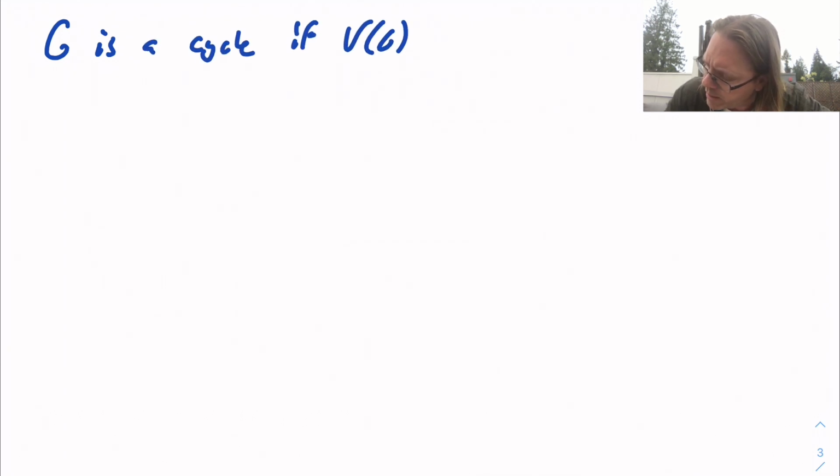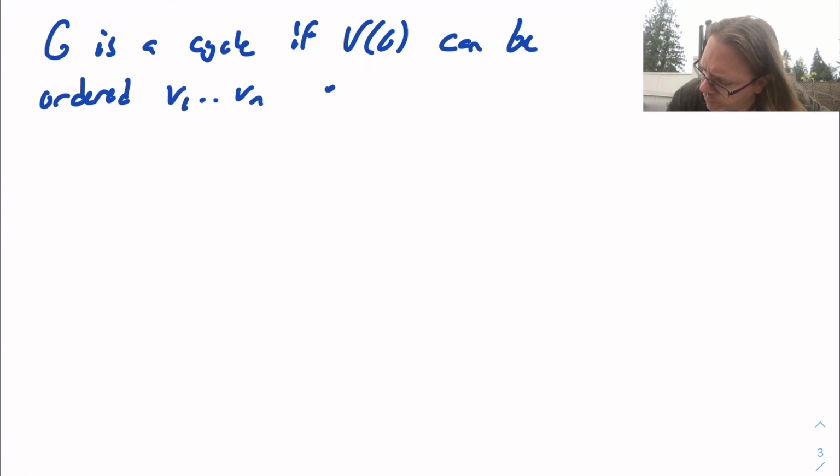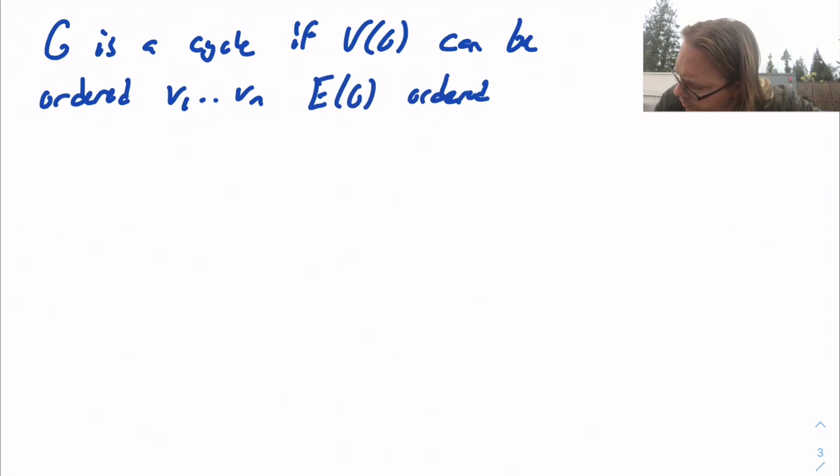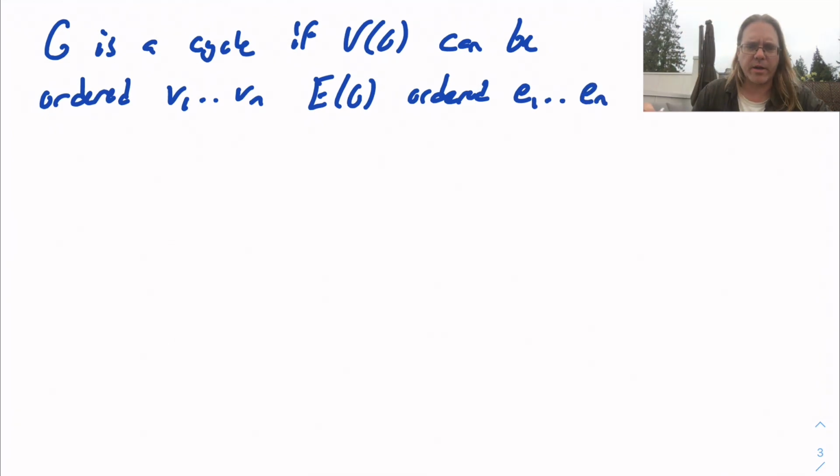Let's jump to the next one. That's a very, very similar definition, but a slightly different graph, namely a cycle. So a graph G is a cycle if the vertices of G can be ordered v1 up to vn, and the edges of G ordered e1 up to en. So now you're going to have the same number of vertices and edges in a cycle, such that what's true? Well, I'll draw you the picture first.